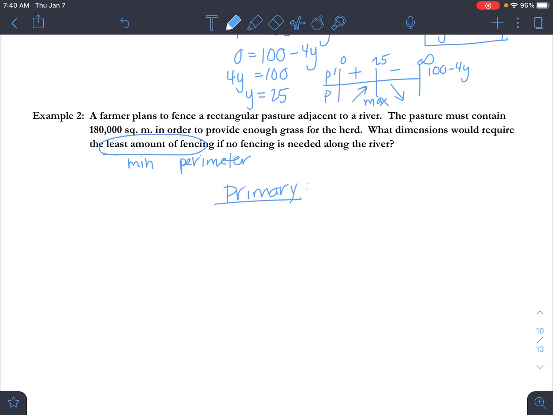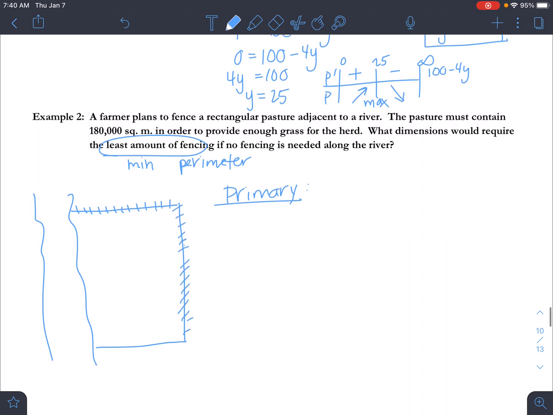But let's figure out what this looks like. You can use your art skills over here. Here's a river. And then the pasture is adjacent to it. It says one of the sides is contained by the river. So this would be my fencing. And the river would just hold back the cows or whoever's in this pasture. So that's the amount of fencing you need. You could do width and length if you want.